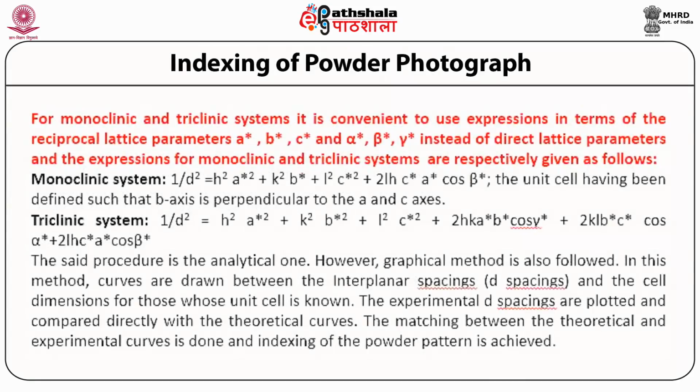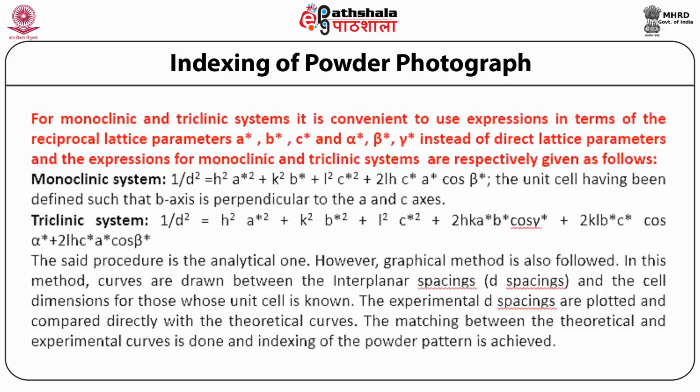For monoclinic and triclinic systems, it is convenient to use expressions in terms of the reciprocal lattice parameters a star, b star, c star, and alpha star, beta star, gamma star, instead of direct lattice parameters, and the expressions for monoclinic and triclinic systems are respectively given as follows. Monoclinic system: 1 upon d square is equal to h square a star square plus k square b star square plus l square c star square plus twice l h c star a star cos beta star, the unit cell having been defined such that B axis is perpendicular to the A and C axes.